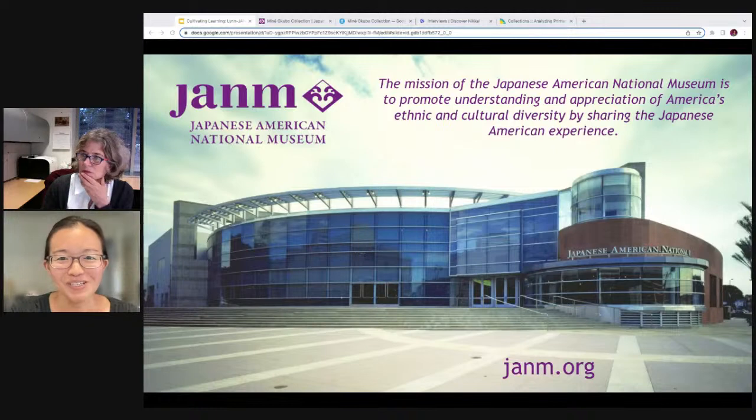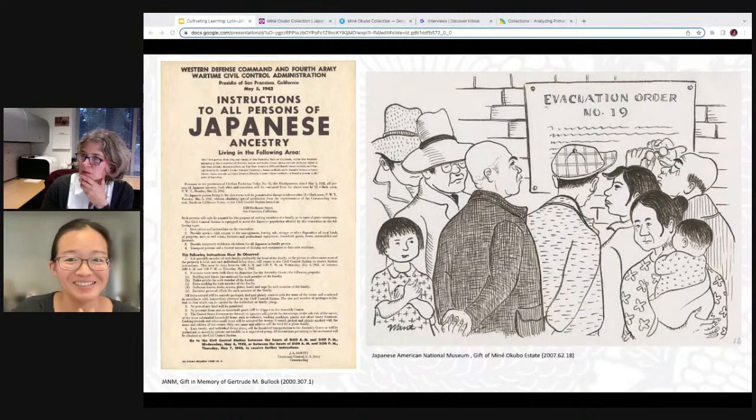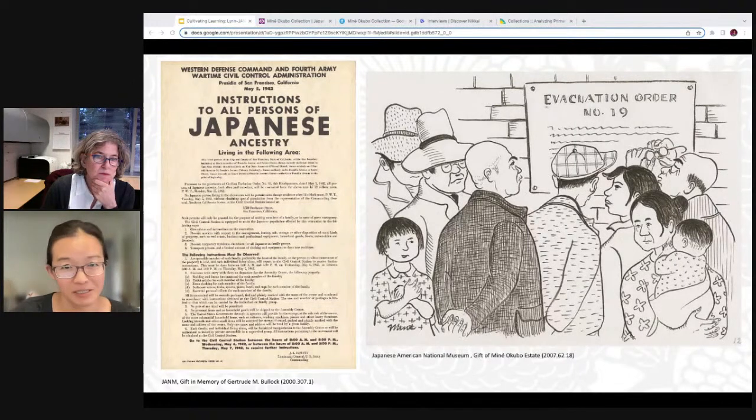So to start us off, I think we'll just do a little exercise that will examine what are often called civilian exclusion orders. So in this slide here, you can see these were these temporary detention orders that began to appear shortly after FDR issued Executive Order 9066 in February of 1942. So Pearl Harbor is in December of 1941, February of 1942.